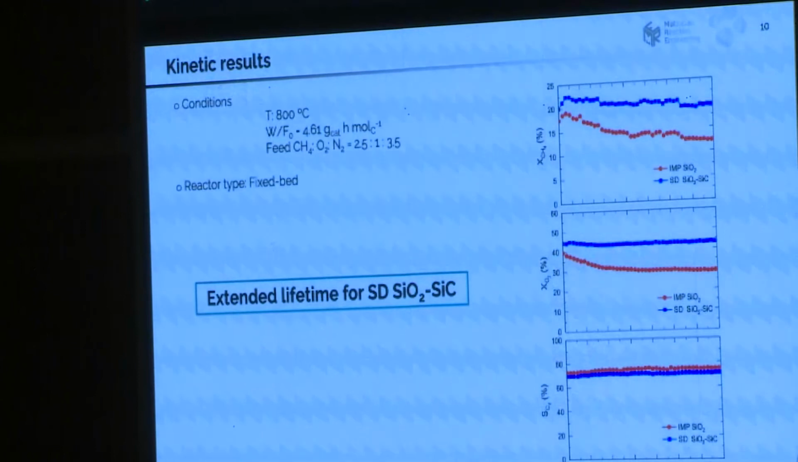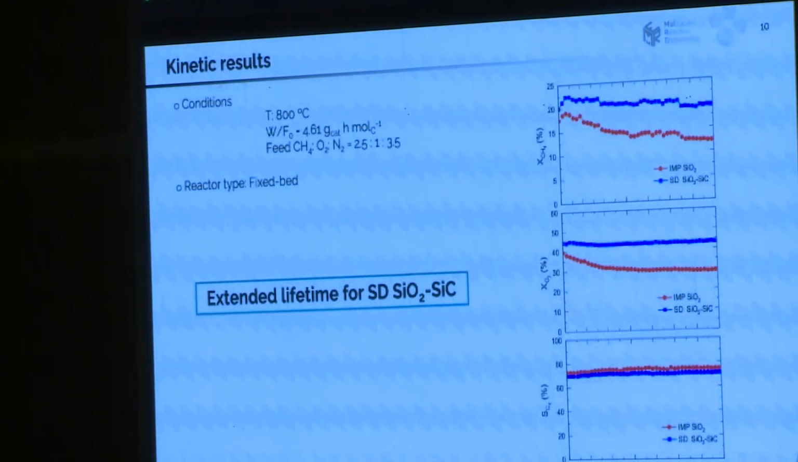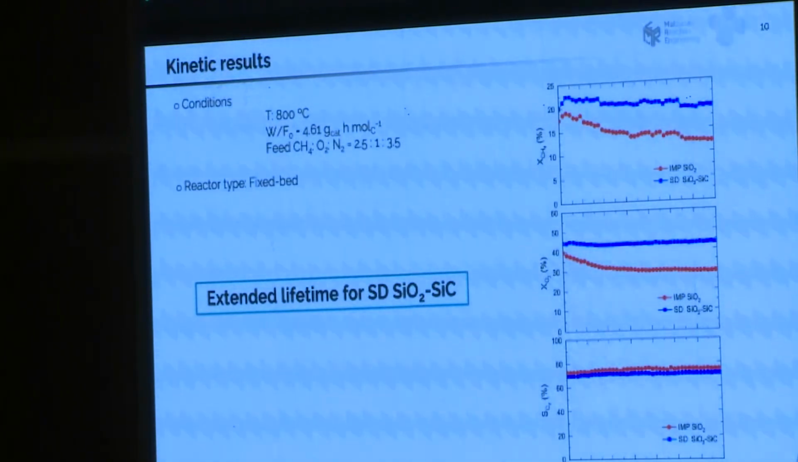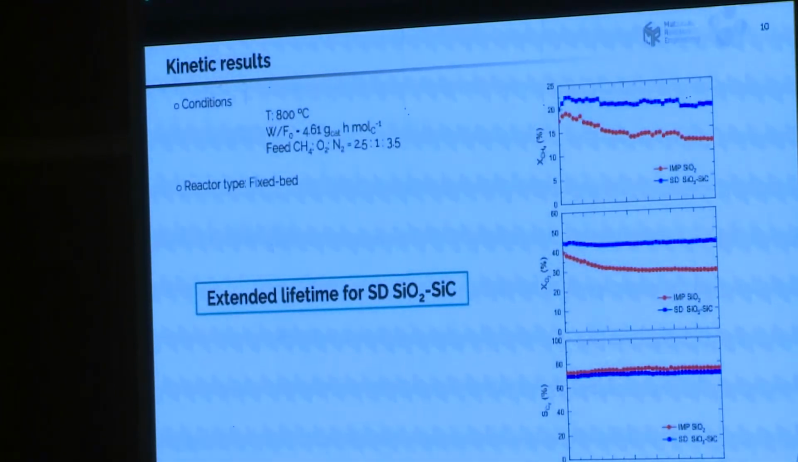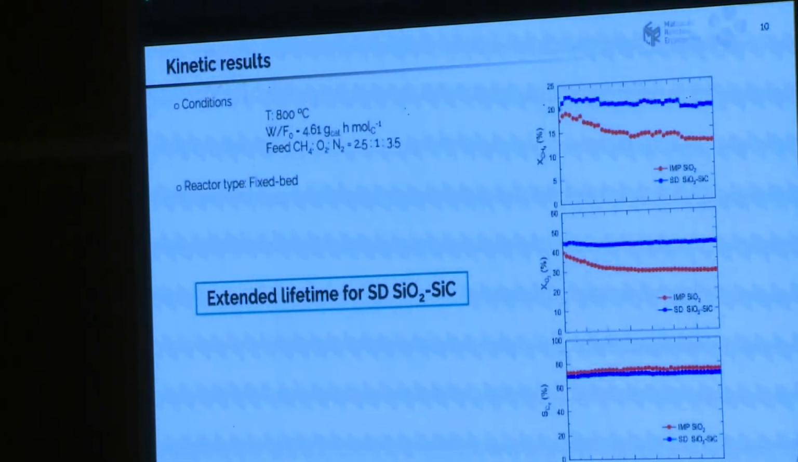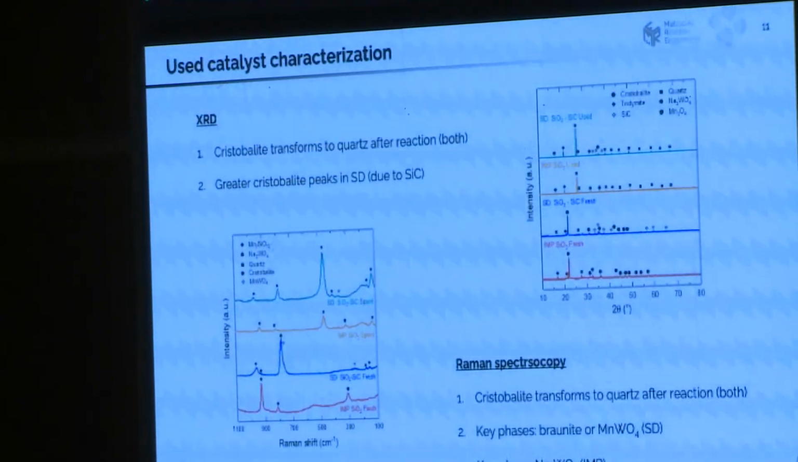Well, when we performed time on stream analysis, we observed that while the impregnated catalyst underwent severe deactivation, with 66% of the residual activity after 70 hours, the spray drying catalyst was perfectly stable, retaining almost, I think, 90% of the residual activity. In order to assess the nature of this phenomenon, we performed XRD and gamma spectroscopy spectra of both catalysts in fresh and used samples.